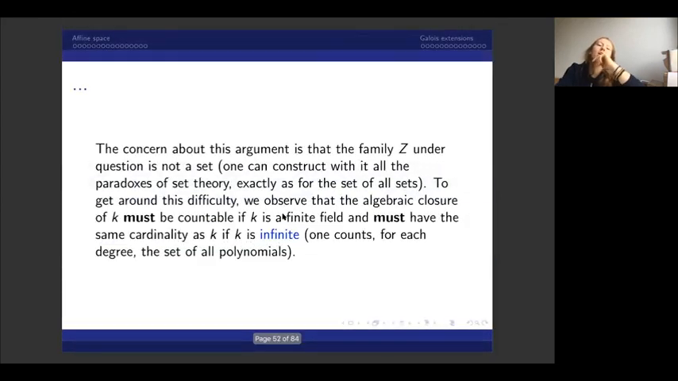Okay, so there's a small nuance, a small problem here, which I will let you solve alone. It concerns the following: the family Z in question is not a set. So you have a lot of paradoxes of set theory here, and I'll let you investigate this. But to get around this difficulty, we observe that the algebraic closure of K must be countable if K is a finite field, and must have the same cardinality as K if K is infinite. So one counts for each degree the set of all polynomials. This is a little parenthesis for you to think about.